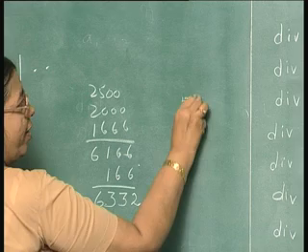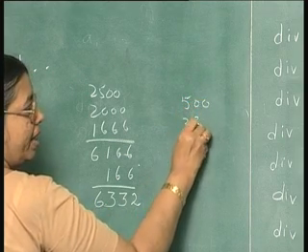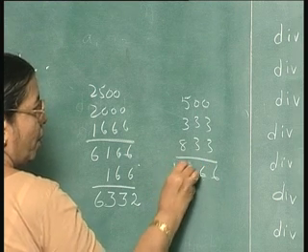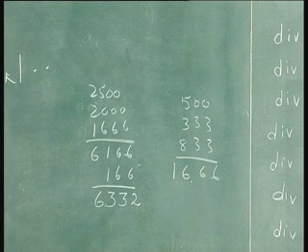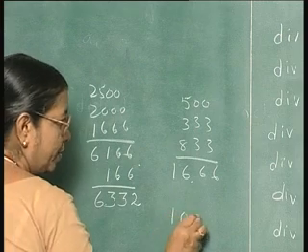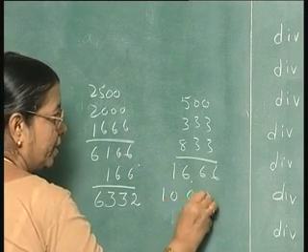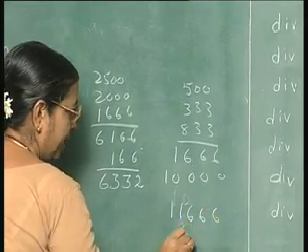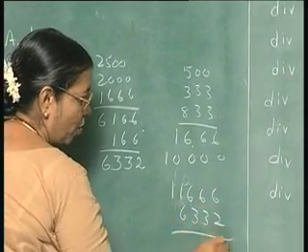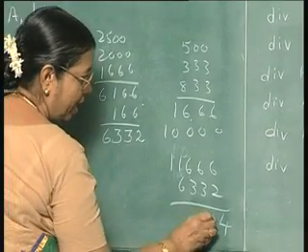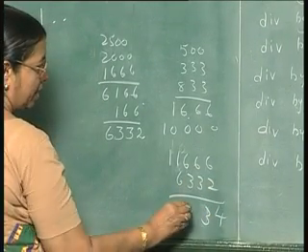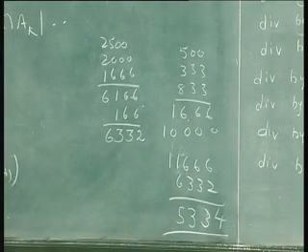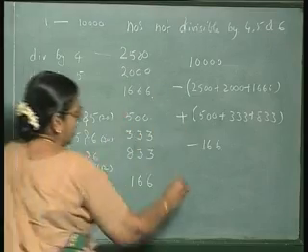Then 500, 33 will add up to 1666. So, you have to add 10,000 to this. So, 11,666 minus 6332 will give you 5334. If you simplify this, the answer you get is 5334.